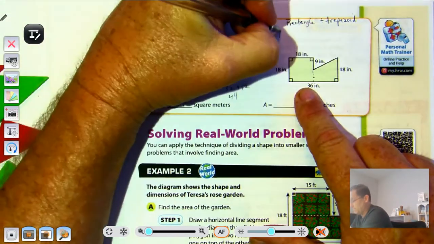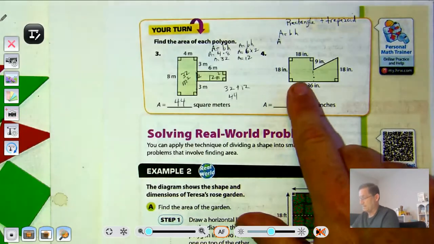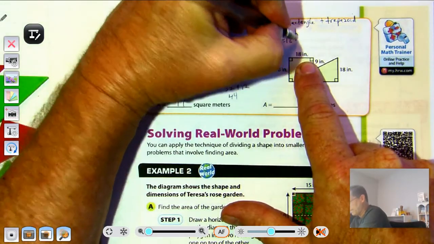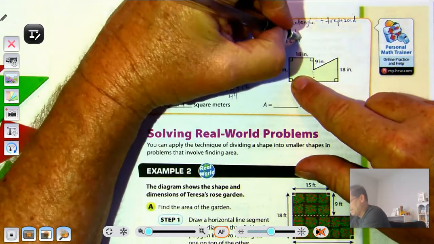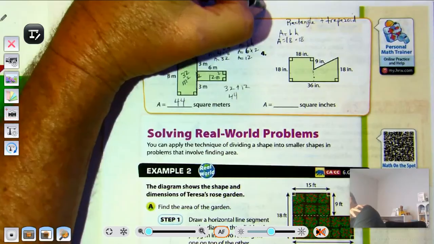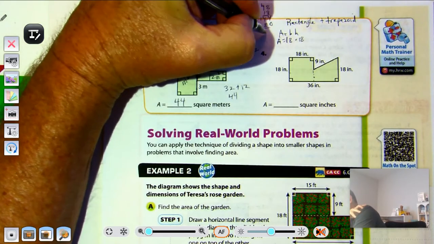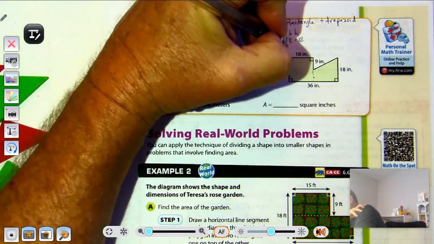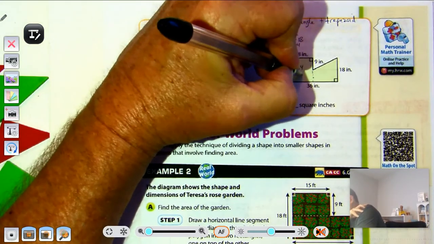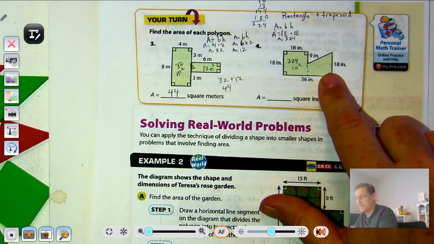So the rectangle, base times height. The base is 18, and the height is 18. So we have 18 times 18, which gives us an area of 324 square inches. Now, what's the area of the trapezoid?